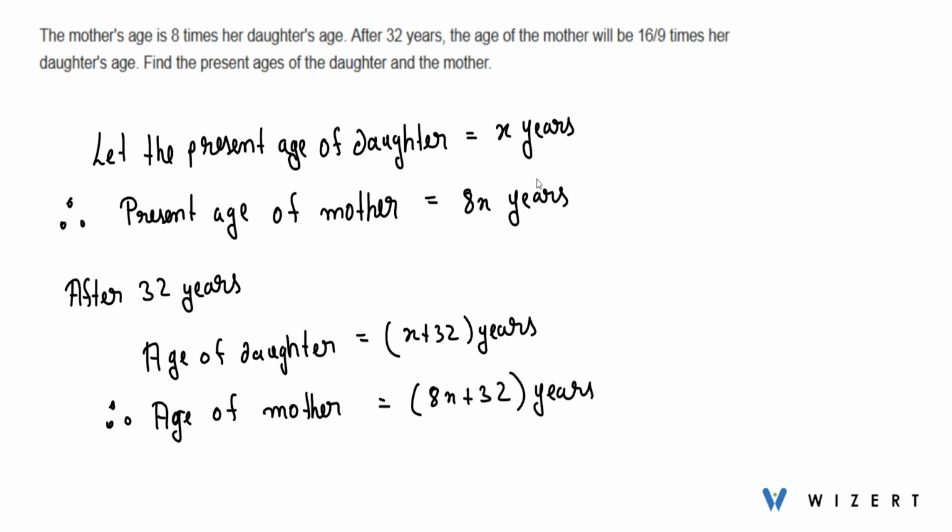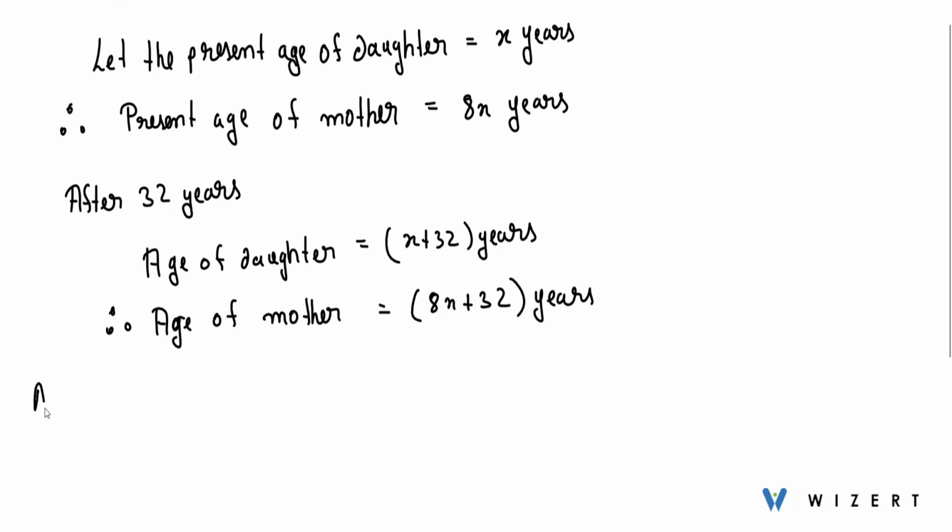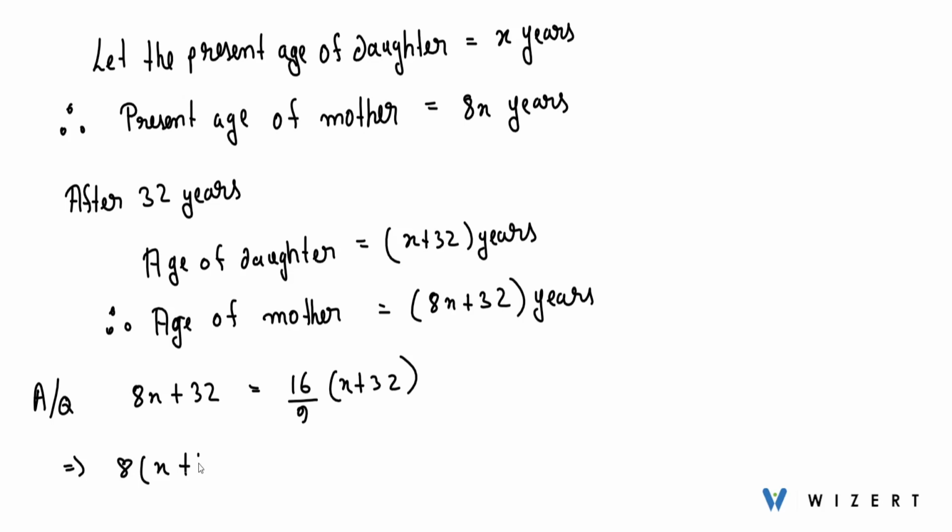Now in the question it has been given that after 32 years the age of mother will be 16 upon 9 times her daughter's age. So according to the question, 8x plus 32 will be equal to 16 upon 9 times the daughter's age after 32 years, that is x plus 32. So take 8 common from the left hand side, so it will be 8 multiplied by x plus 4, which is equal to 16 upon 9 x plus 32.